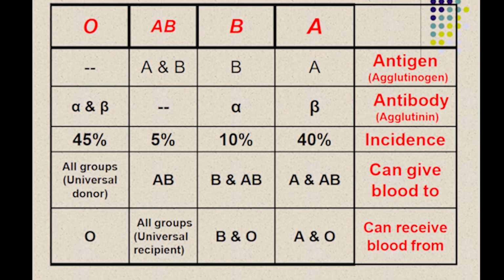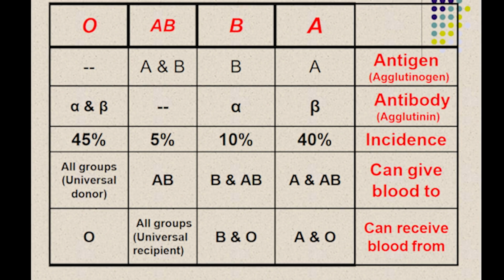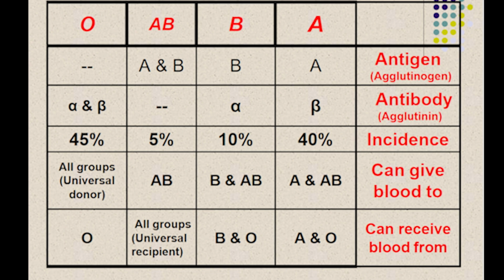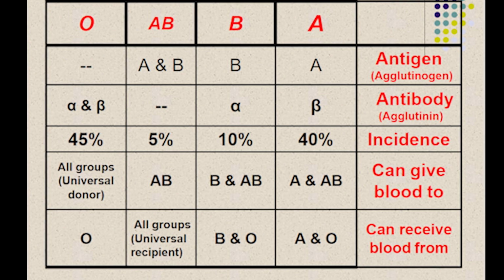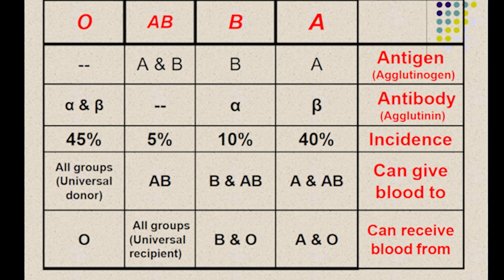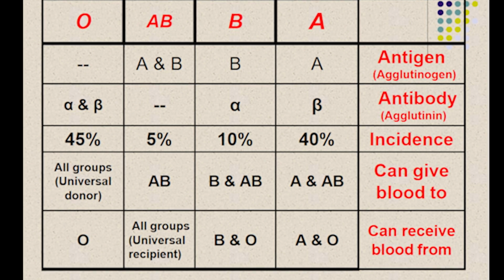There's also a special case in blood group O. It has no antigen, though it has antibodies alpha and beta. Its incidence is about 45%. It can give blood to all groups, so we can call it a universal donor. It can receive blood from only O.